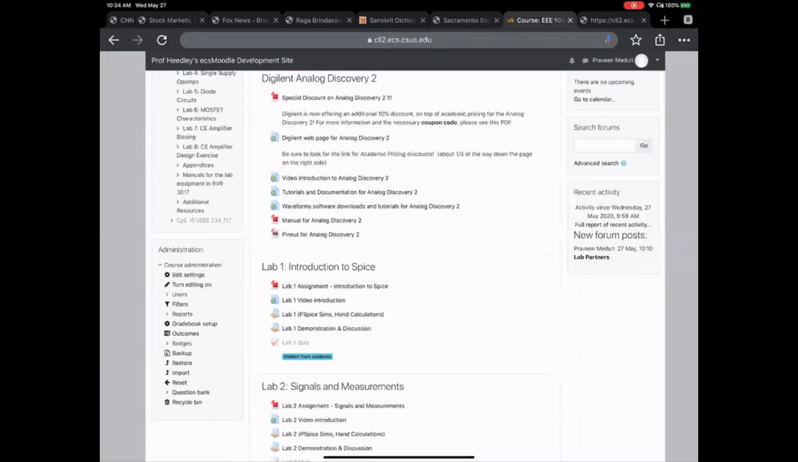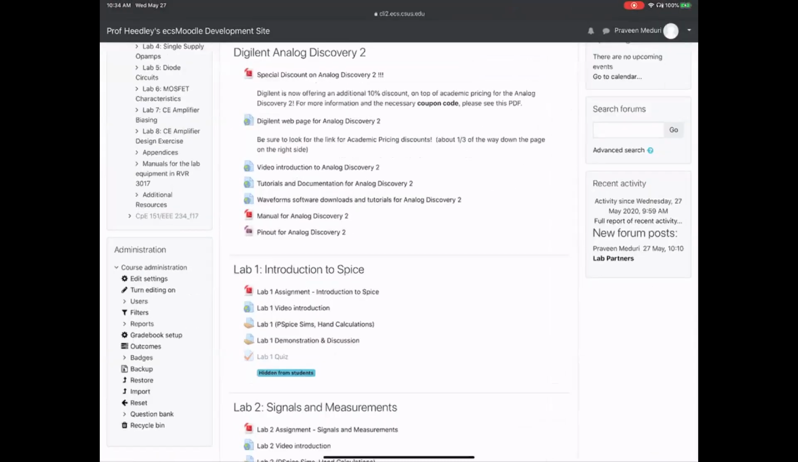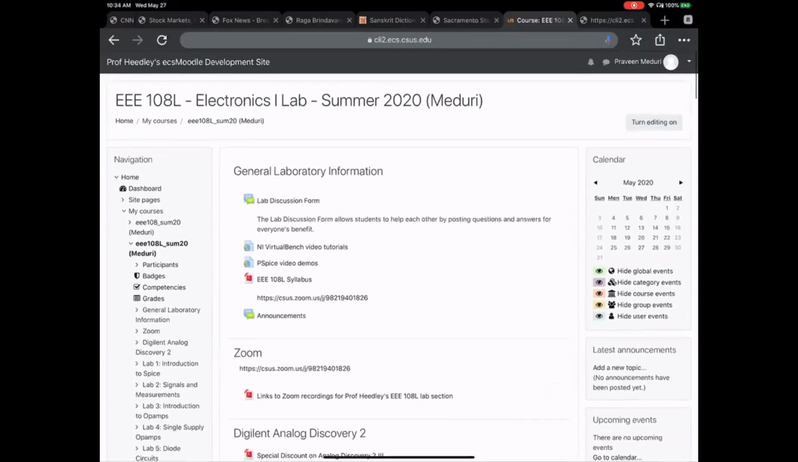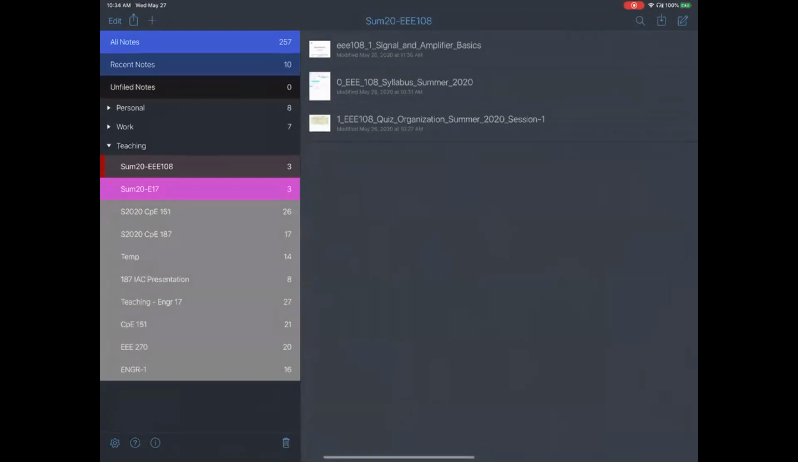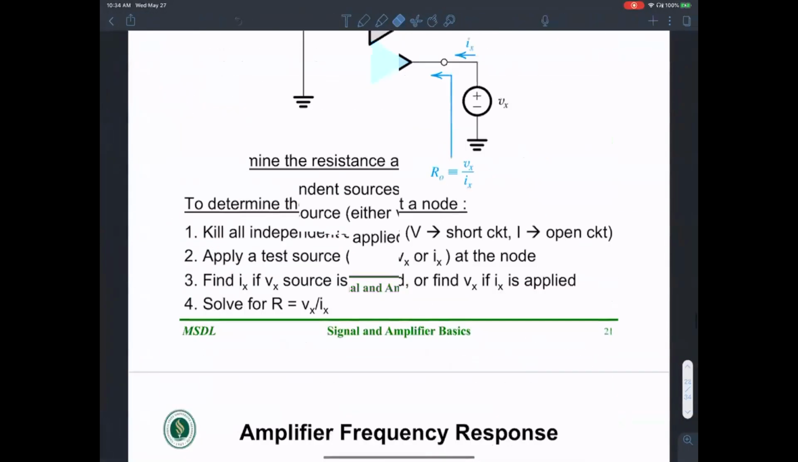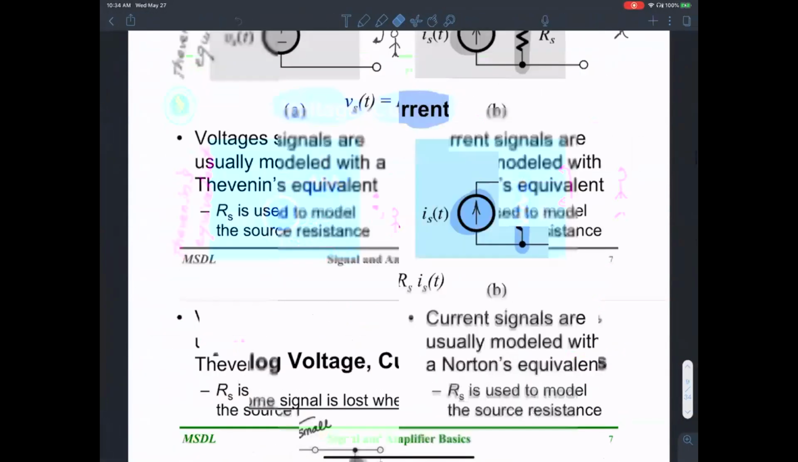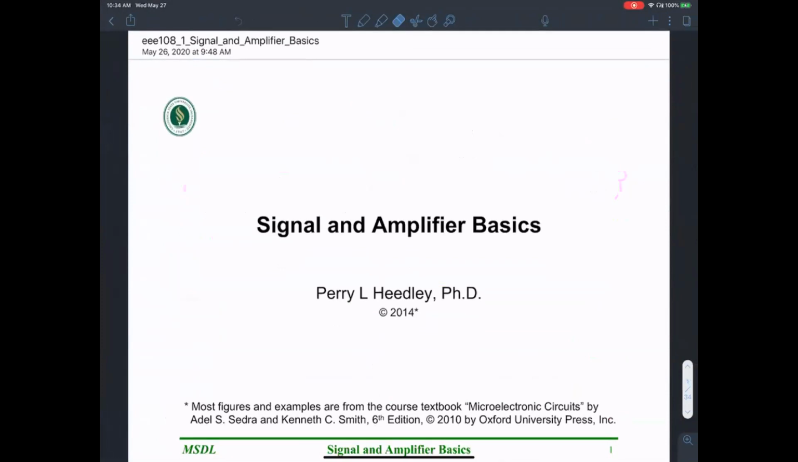All right. So let's continue from where we left off in the last class. So that's about 108L. This is what we did in the last class: introduction to signals and amplifier basics.